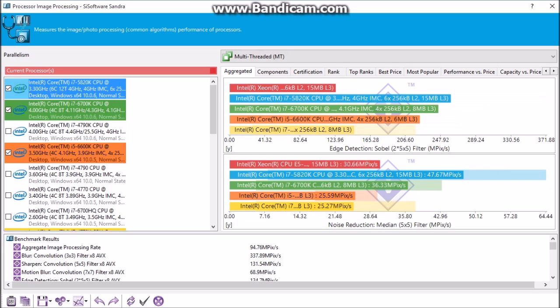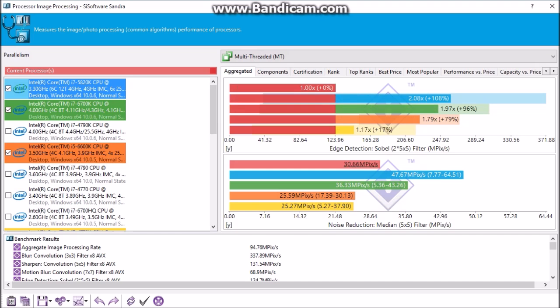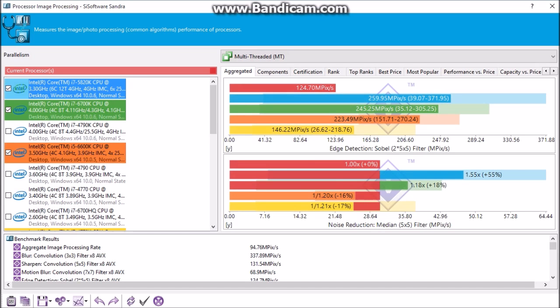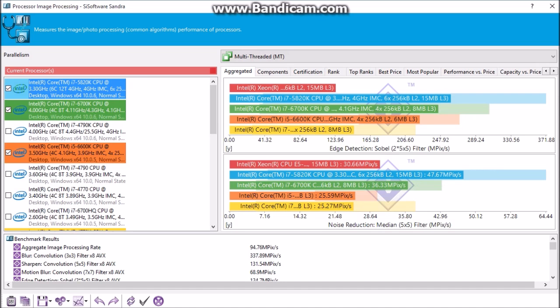Obviously, adding that 5820K has just got rid of our AMD CPU. You can't have so many boxes ticked and so many CPUs to compare. You can only compare so many at once. Obviously, we can see it there in relation. It's obviously not as good as the newer Skylake CPUs and the 5820K.